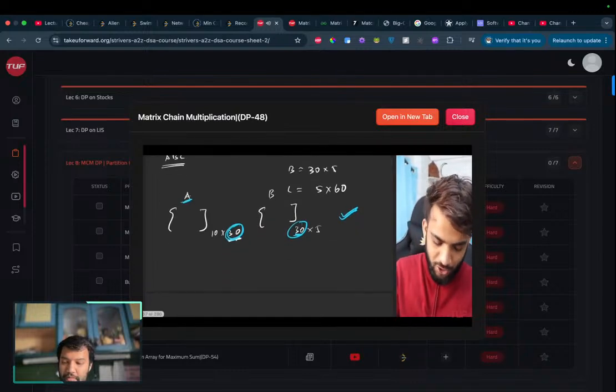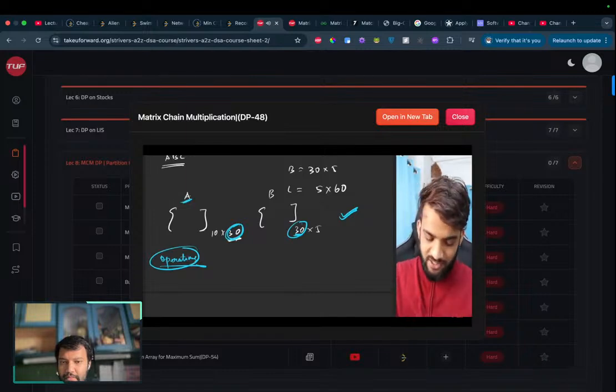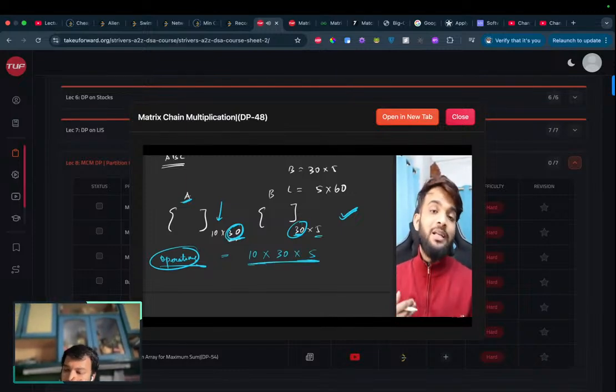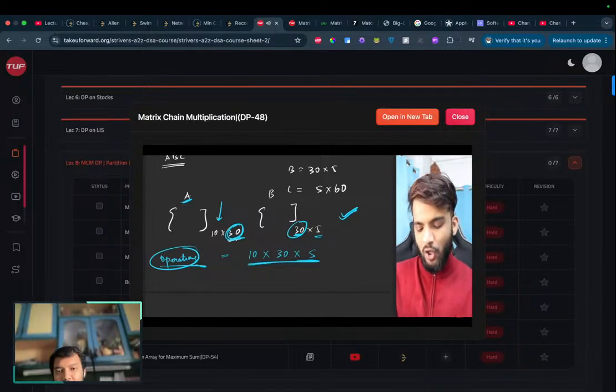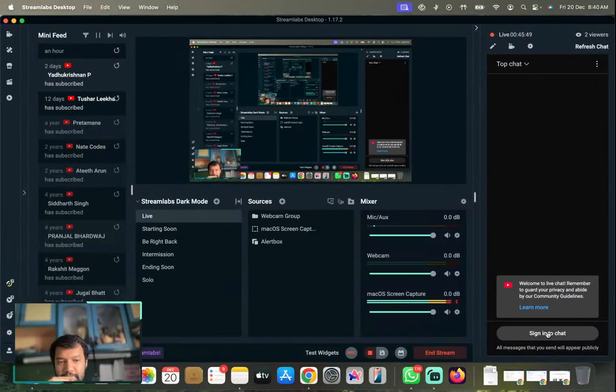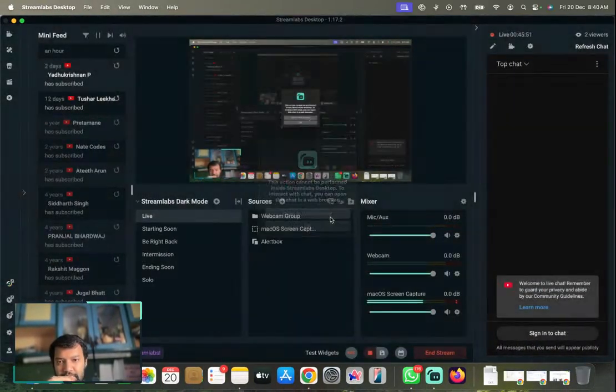And how many operations do you require in order to multiply this? That's very simple. You take this guy 10, you take the common guy 30, and you take the other guy 5. So the number of multiplications required to multiply both matrices will be 10 cross 30 into 5, which is 1500 operations, if I have done the calculations correctly. Yes, I have.